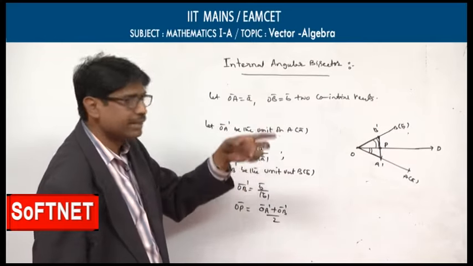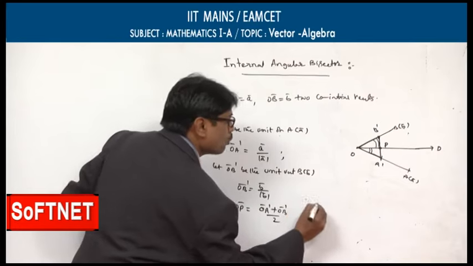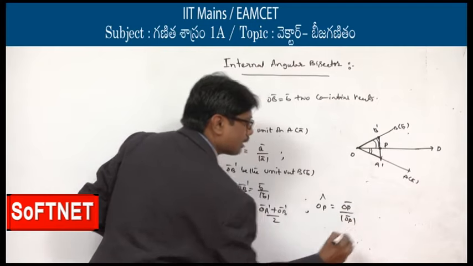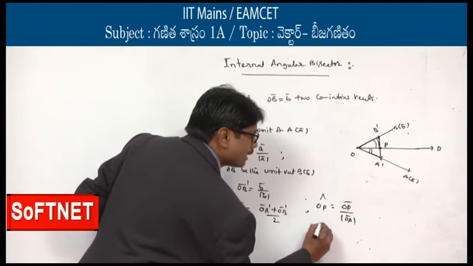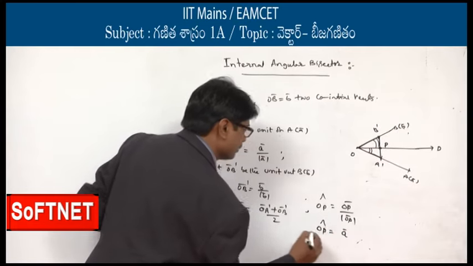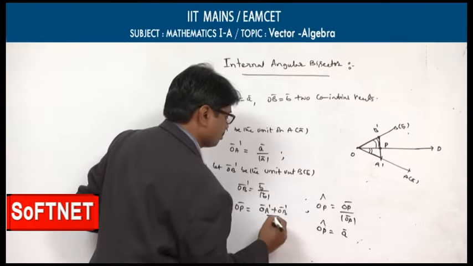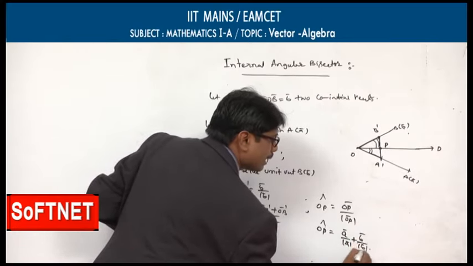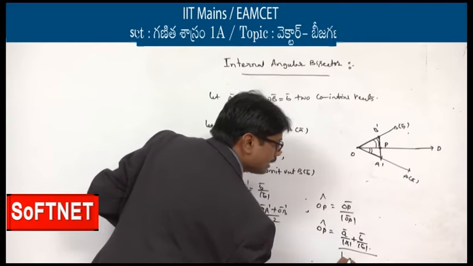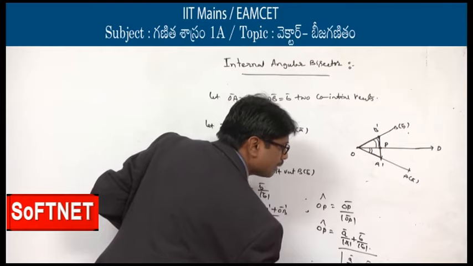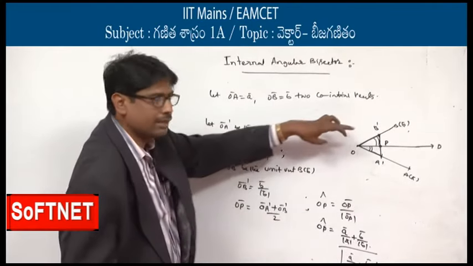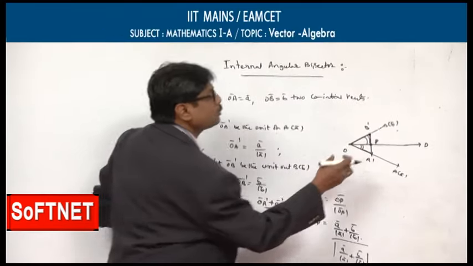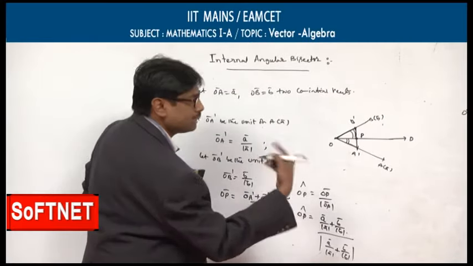And what is the unit vector of this internal angular bisector? OP bar cap is equal to OP bar divided by mod of OP bar. So the vector OP cap is equal to A bar dash plus B bar dash, where A bar dash is nothing but A bar by mod of A bar, plus B bar by mod of B bar, divided by its magnitude, that is the magnitude of A bar by mod of A bar plus B bar by mod of B bar. This is the unit vector of the above internal angular bisector. To get the internal angular bisector, its length will depend on a scalar.